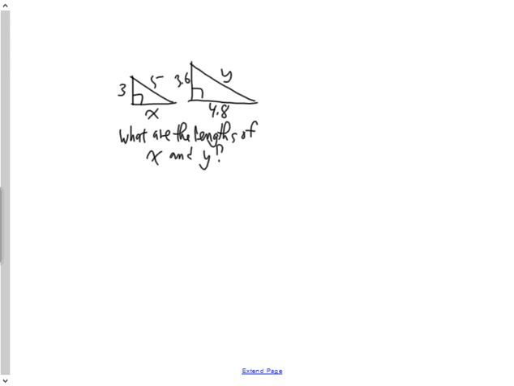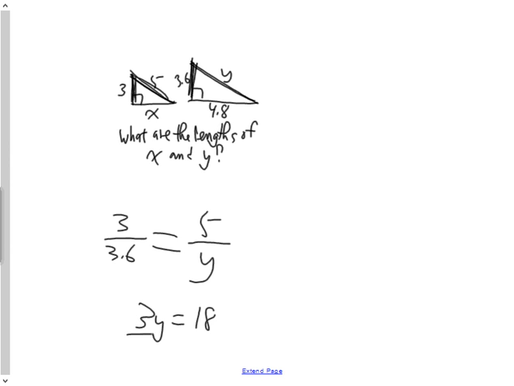Next question, what are the lengths of x and y? We need to use proportional reasoning here. Because these two triangles are similar, their sides will be proportionate, which means 3 to 3.6, or this side to its corresponding side of 3.6, will be proportional to this side, 5, and its corresponding side of y. When I cross multiply, I'm going to get 3y equals 18. Divide both sides by 3, and y will equal 6.